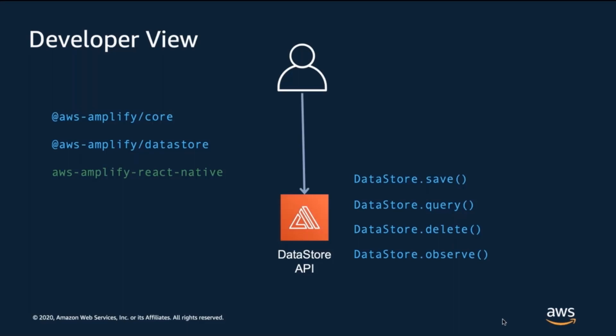The green item there is a framework-specific library for React Native. Those contain high-order components specifically for that framework, in this case, React Native. It also contains UI components, which I'm going to demonstrate for you in a little bit.